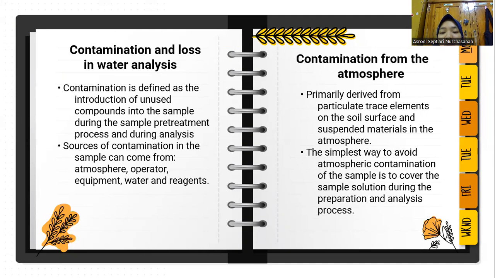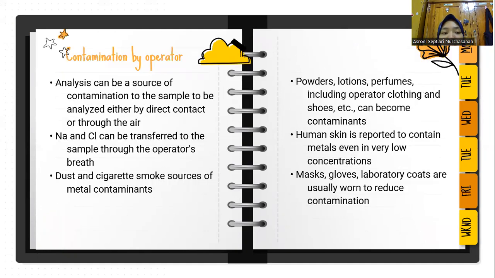Contamination from the atmosphere. Primarily, they derive from particulate trace elements on the soil surface and suspended material in the atmosphere. The simplest way to avoid atmospheric contamination of the sample is to cover the sample solution during the preparation and analysis process. Contamination by operator.